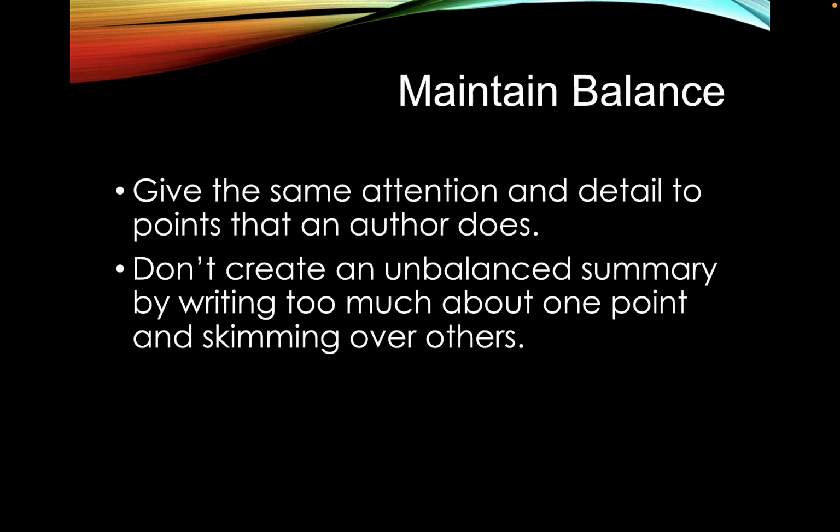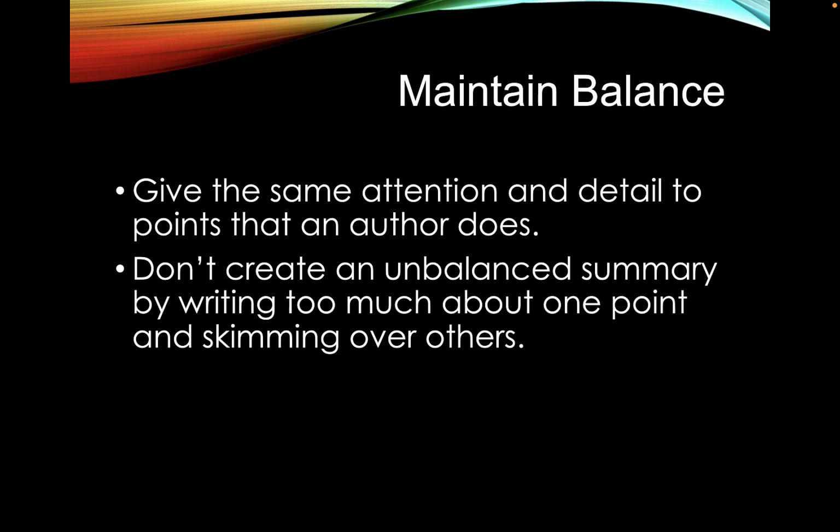In an effective summary, we also need to maintain the balance in the original article. What this means is you in your summary need to give the same attention and detail to points that an author does. So let me see if I can explain this in sort of a mathematical way. I know this is an English class, but we're going to do a little math here. Say you read a 20-page article and the author makes 5 points. And the author decides that each of these points is of equal importance, and so the author writes about 4 pages for each point. That means that you in your summary need to give the same balance to the points.